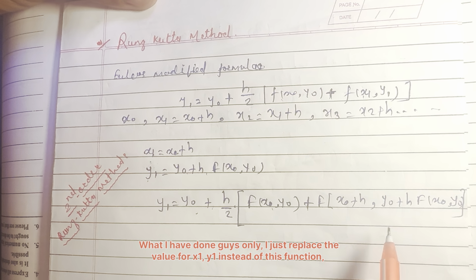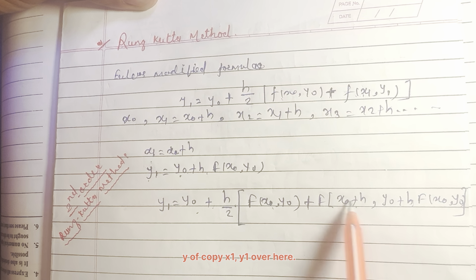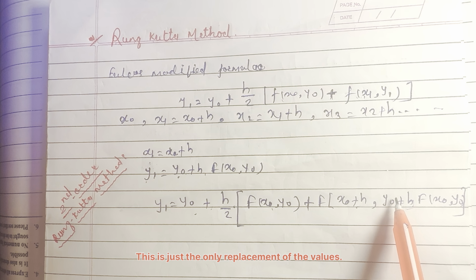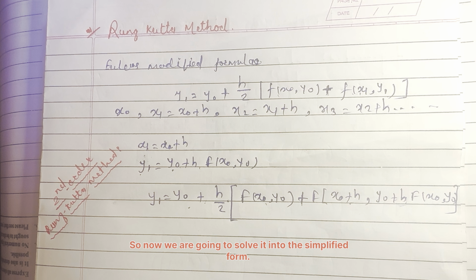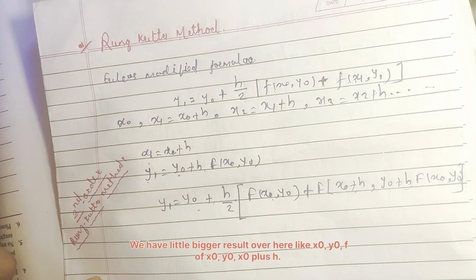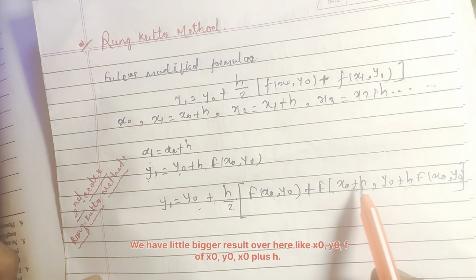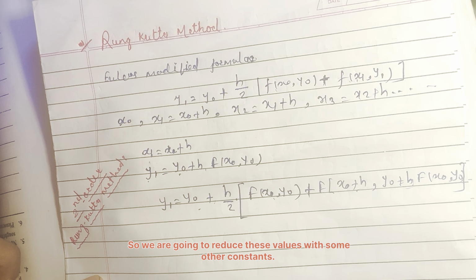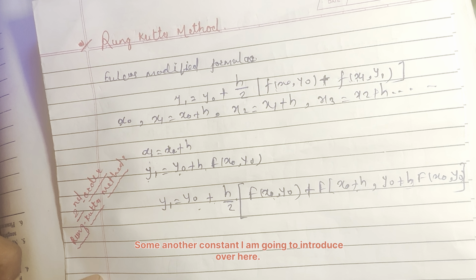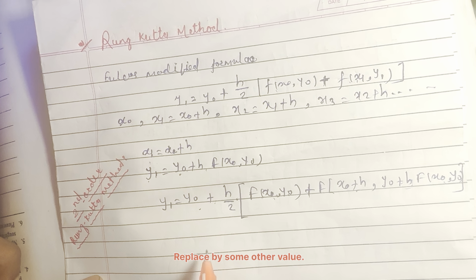What I have done, guys, is only replace the values of x1, y1 instead of the function f of x1, y1 over here. This is just the replacement of the values. So now we are going to solve it into some simplified form. Yes, we have a little bigger result over here, like f of x0, y0 and f of x0 plus h. This looks a little bigger, so we are going to reduce this with another constant, which I'm going to introduce over here. Wherever you get f of x0, y0, I found it here as well, so replace it by another value, okay.